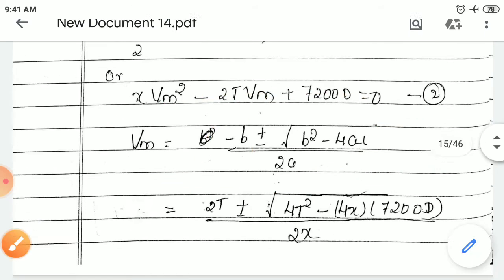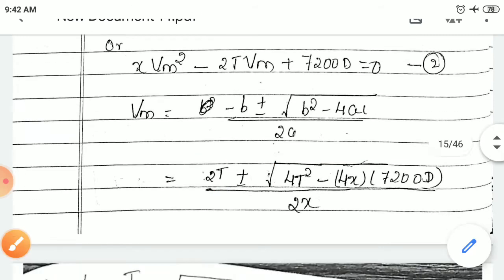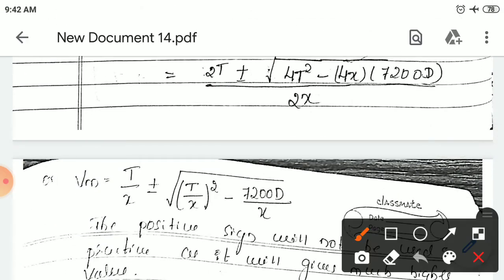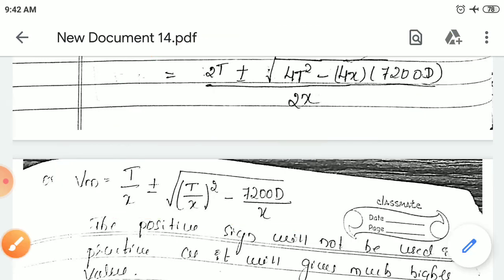So here minus b is minus of minus 2t, so plus 2t, plus or minus square root of b square, where b is minus 2t, so b square is 4t square, minus 4ac, where a is x and c is 7200D, divided by 2a, where a is x. Once again substitute and simplify this equation, you will get Vm is equal to t divided by x plus or minus square root of t divided by x whole square minus 7200D divided by x. Okay, so that's about this one.